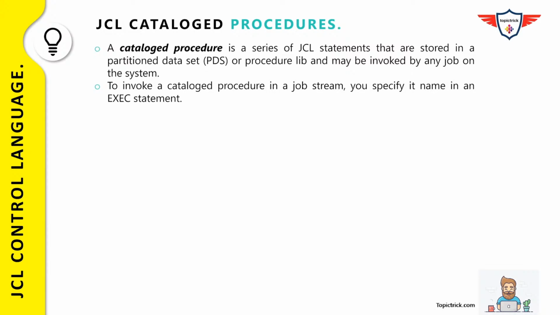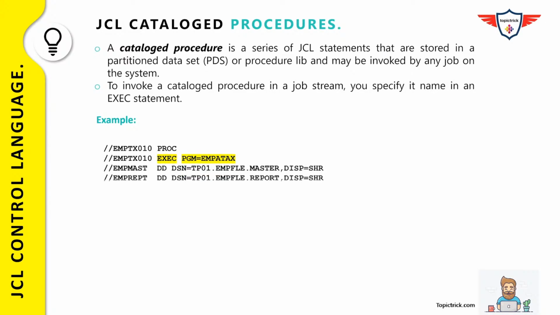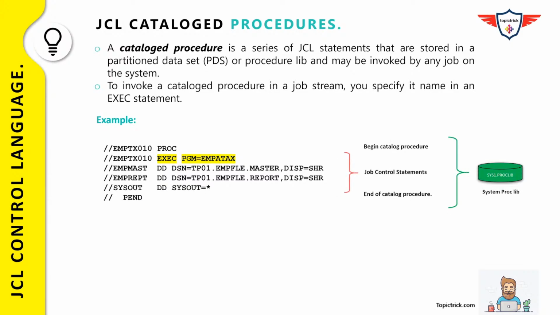Now the catalog procedures can be stored in the system procedure library, that is SYS1.PROCLIB. However, this library is used to store IBM-supplied catalog procedures. You can also have catalog procedures in a private library. The name of the catalog procedure is its member name or alias in the library.